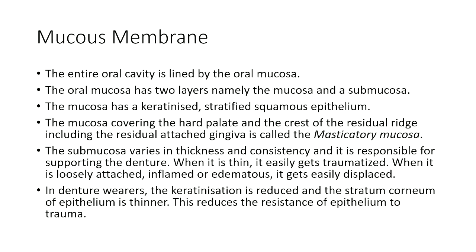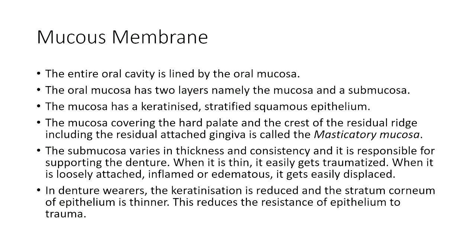Now, coming to the first structure in the oral cavity, that is the mucous membrane. The entire oral cavity is lined by oral mucosa, and the oral mucosa has two layers, the mucosa and the submucosa. The mucosa has keratinized stratified squamous epithelium, as we all have studied in the previous years in the histology part.